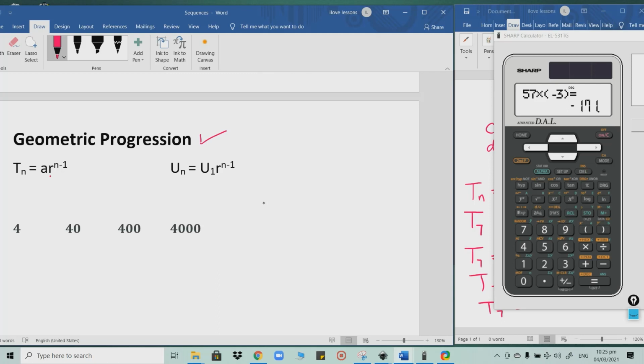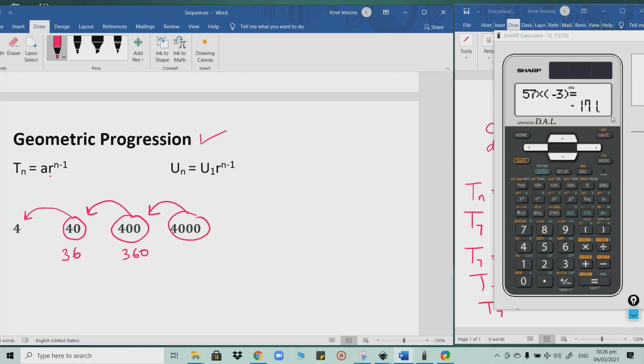But let's see if this is an arithmetic progression. Let's take the number here and minus the number before. 40 minus 4 is 36. Let's take the 400 and minus the number just before. 400 minus 40 is 360. You notice we didn't get the same number. And if we take this and minus the number just before, let me do that.